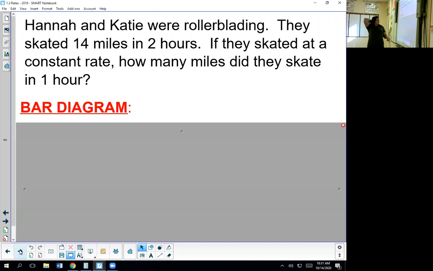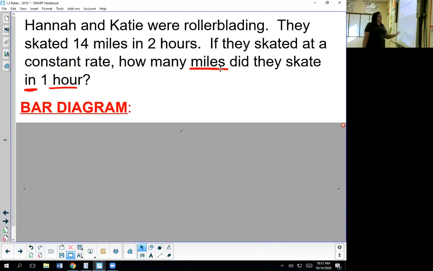When we think about a situation where Hannah and Kate were rollerblading, they skated 14 miles in 2 hours. If they skated at a constant rate, so basically the same speed, how many miles did they skate in 1 hour? So we want to know how many miles they skated in 1 hour.